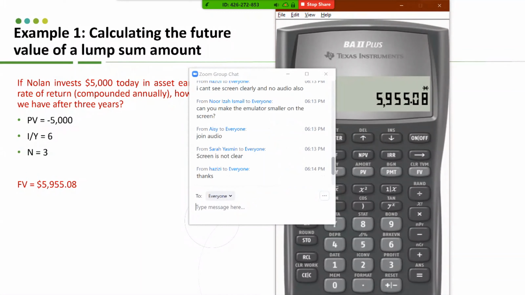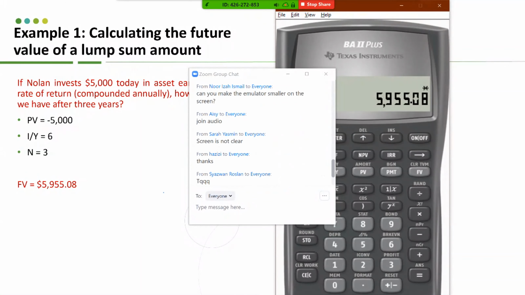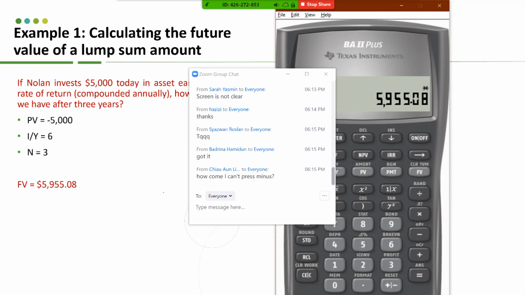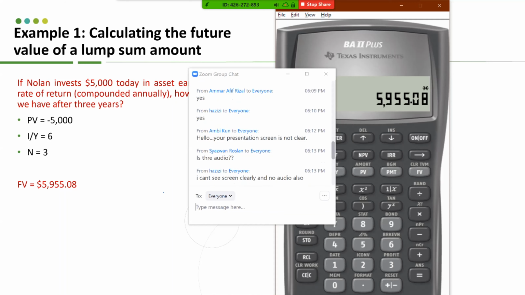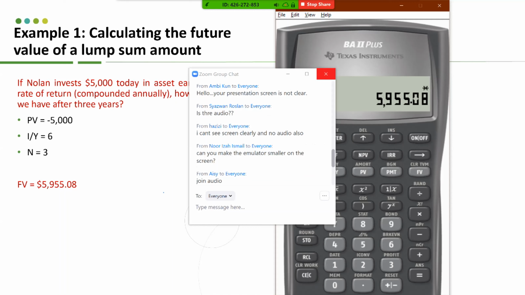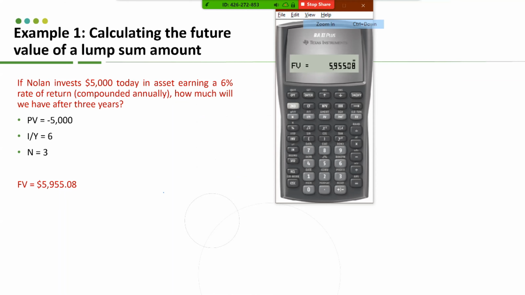It's okay, because someone said that there is no audio. You need to press join audio in order to hear my voice. Okay, right. Can you make the emulator smaller? I can, but it will be quite small here.